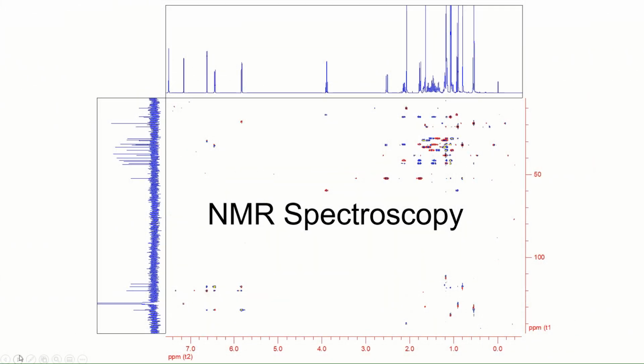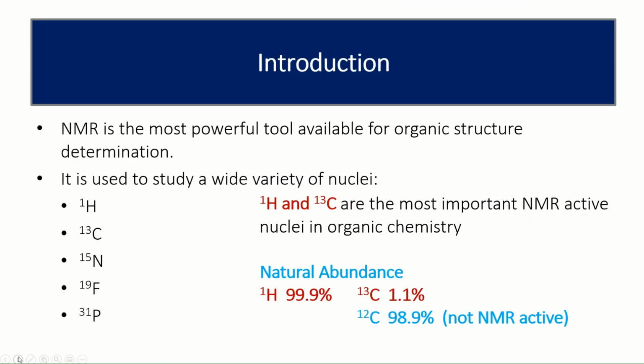So herein we'll talk about NMR spectroscopy. Realize that NMR is one of the most powerful tools that we use here in organic chemistry. The main nuclei that we study are the proton and carbon-13. Of course, the natural abundance for the proton is 99.9%, so we get a huge amount of information from that.